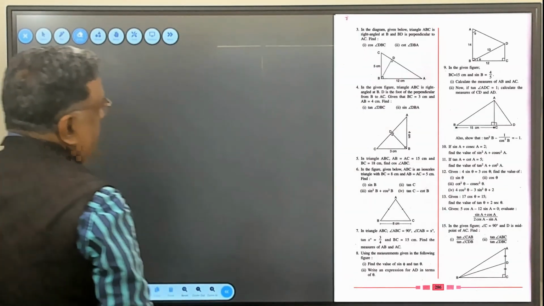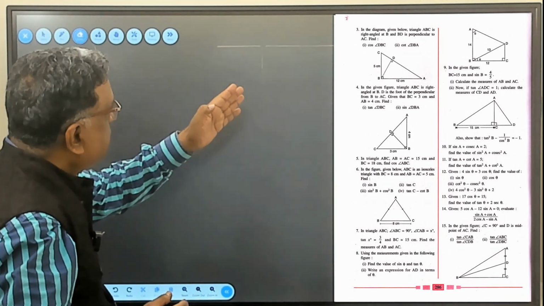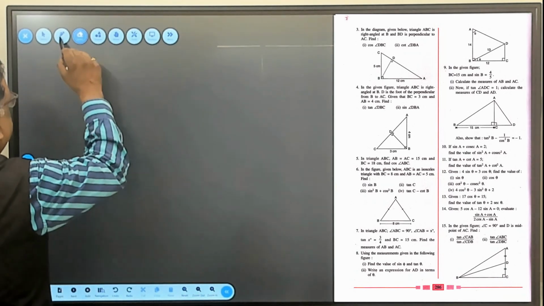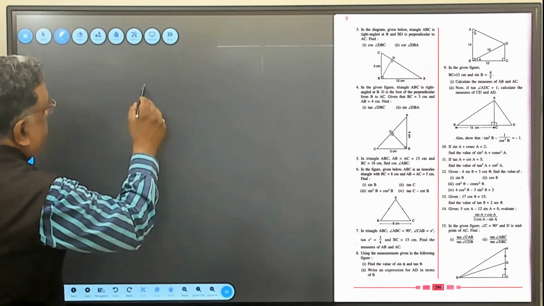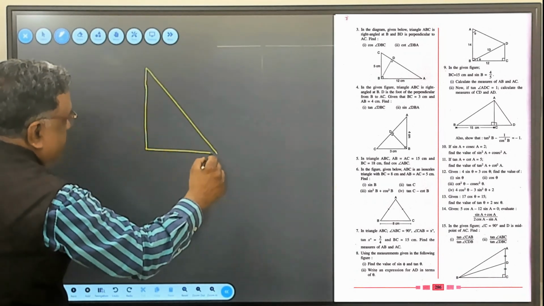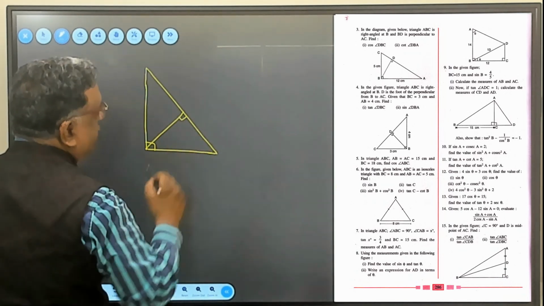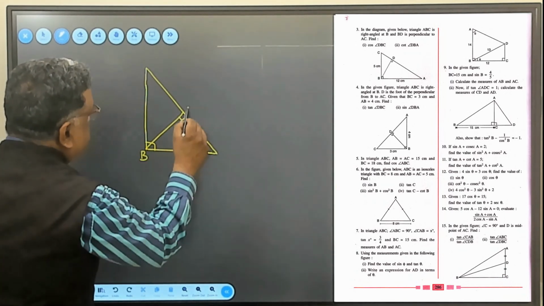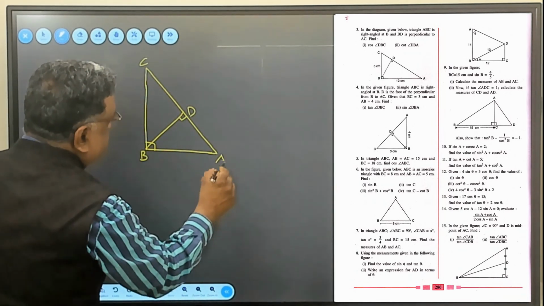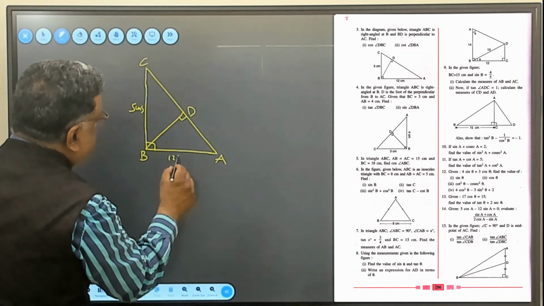In the diagram given below, triangle ABC is a right angle triangle at B, and BD is perpendicular to AC. Find cos of DBC and cot of DBA. Let's try to understand and solve this problem. This is 90 degrees and we're drawing a perpendicular from here. This is B and this is D. So this also is 90 degrees. This is C. This is A. This is 5 centimeters. This is 12 centimeters.